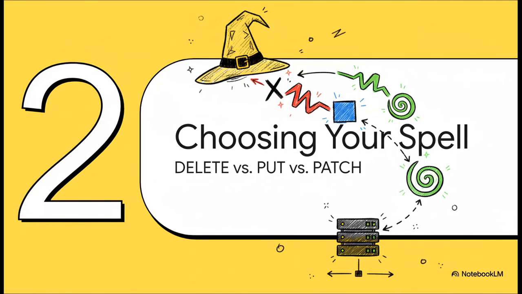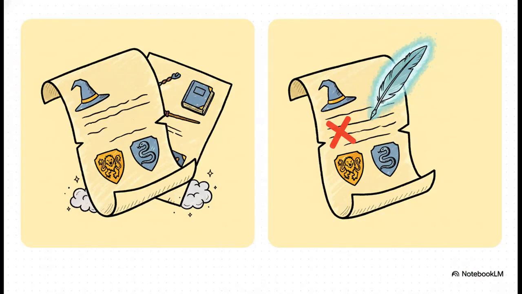Okay, so we can now target a resource. What's next? We have to choose the right spell. In HTTP, our main spells for changing things are DELETE, PUT, and PATCH. Now, they all modify data, but you've got to understand their very different effects. Let's break them down. Let's start with the two update spells, PUT and PATCH.